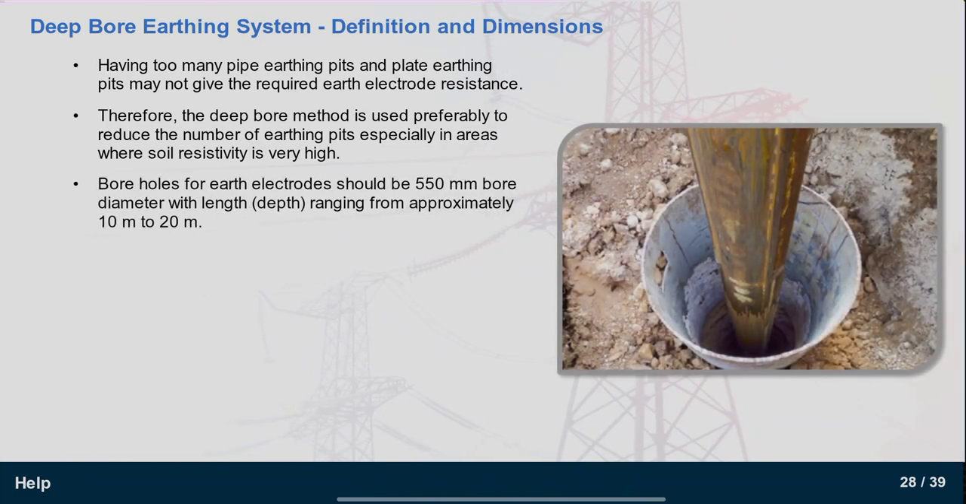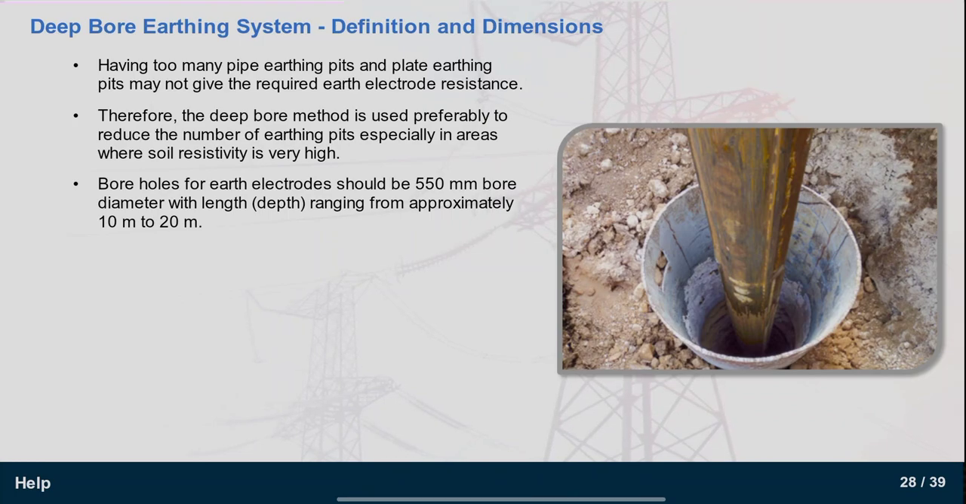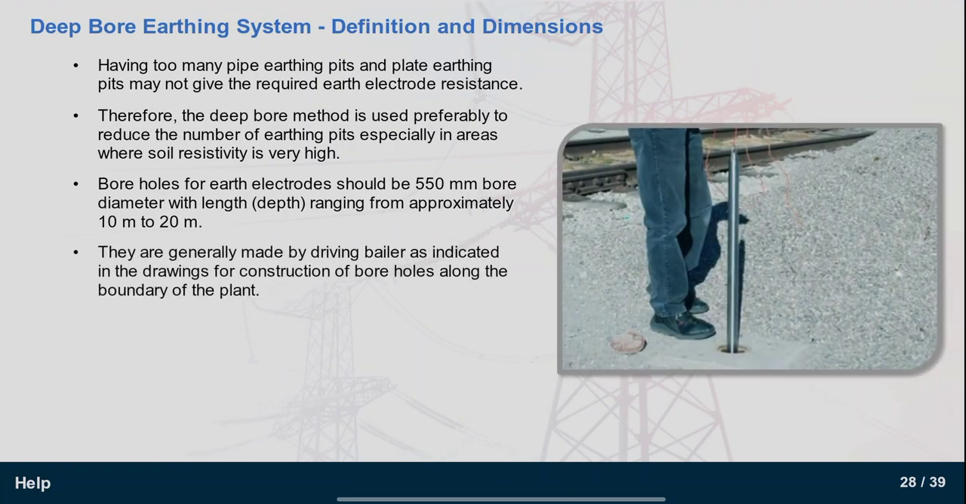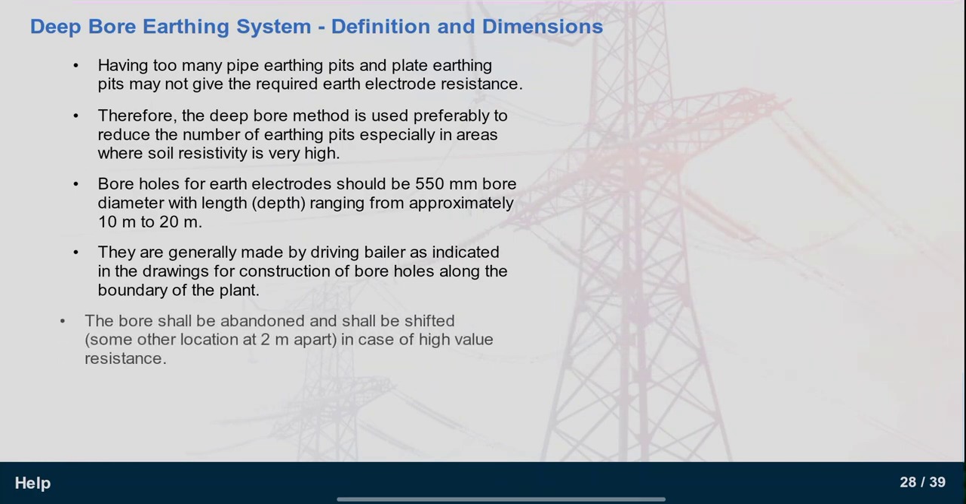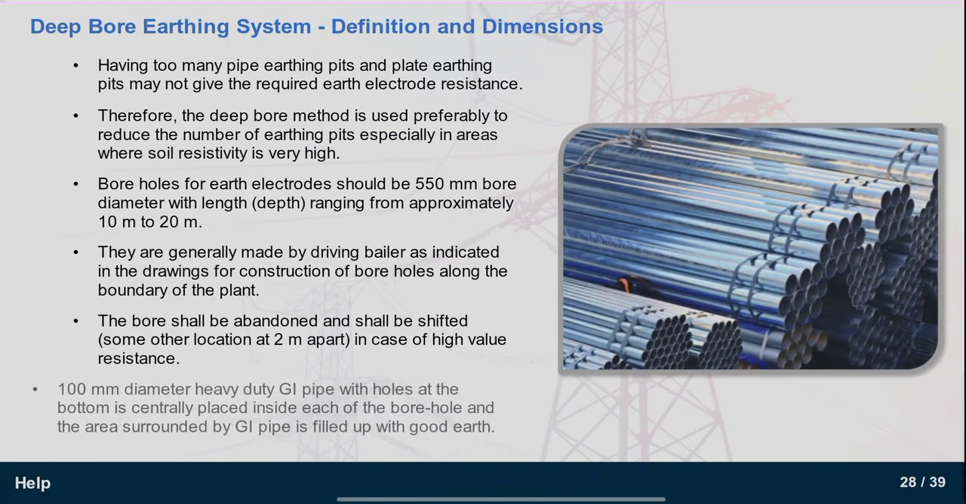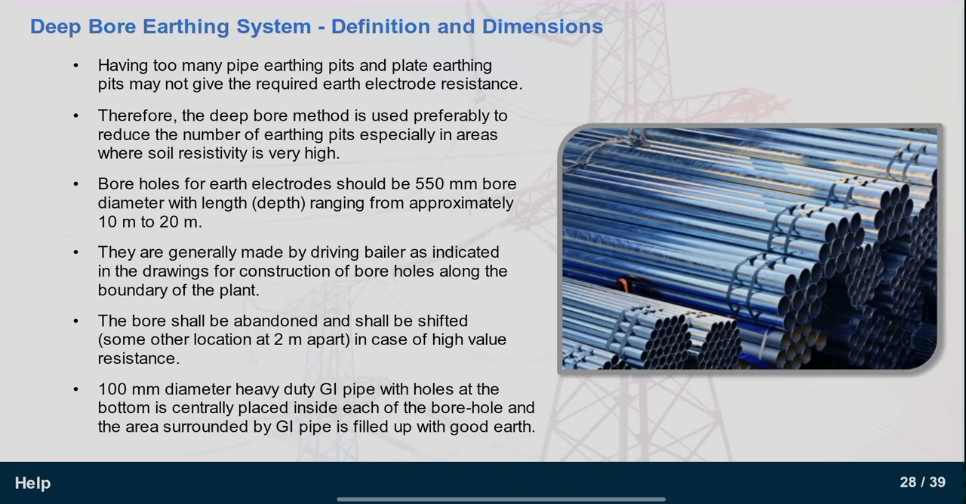Bore holes for earth electrodes should be 550 mm bore diameter with length or depth ranging from approximately 10 meters to 20 meters. They are generally made by driving a baler as indicated in the drawings for construction of bore holes along the boundary of the plant. The bore shall be abandoned and shifted to some other location 2 meters apart in case of high value resistance. 100 mm diameter heavy duty GI pipe with holes at the bottom is centrally placed inside each of the bore holes and the area surrounded by the GI pipe is filled up with good earth.